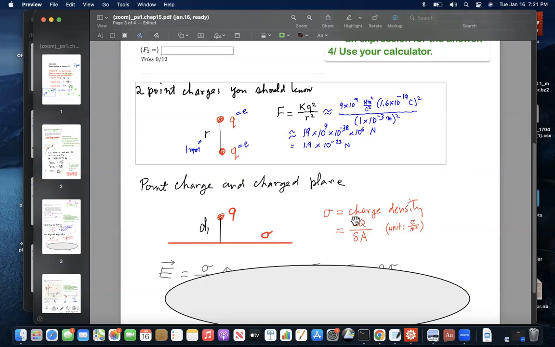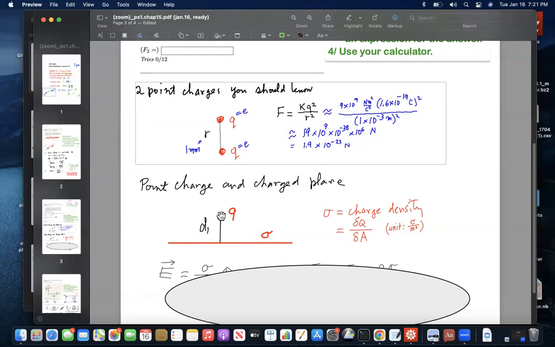Charge density is charge divided by area. If I have some amount of area, delta A, the amount of charge is delta Q. The ratio delta Q over delta A will be the charge per unit area, charge density. The unit for that will be charge in the numerator, area in the denominator, so it'll be Coulomb divided by meters squared.